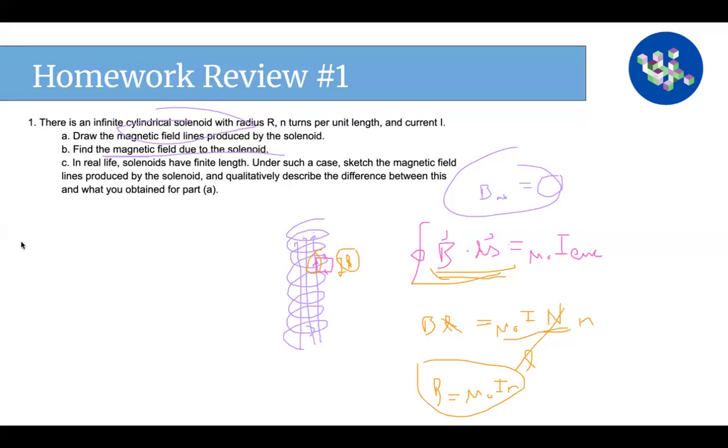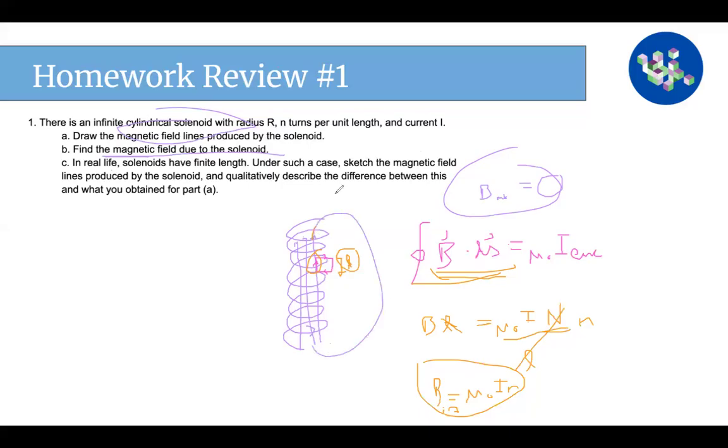All right, last problem. In real life, solenoids have a finite length. Under such a case, sketch the magnetic field lines produced by the solenoid and qualitatively describe the difference between this and what you obtained for part A. So let's say this solenoid over here was not an infinite solenoid, it's just a finite solenoid. Then when it gets to the part where the solenoid ends, I'd expect the field lines to sort of curve outwards, so they'll be going in this direction.